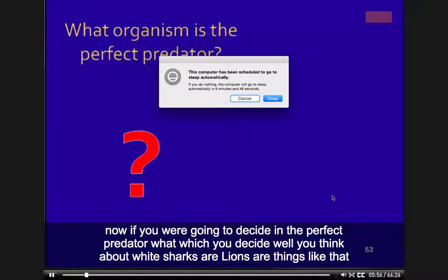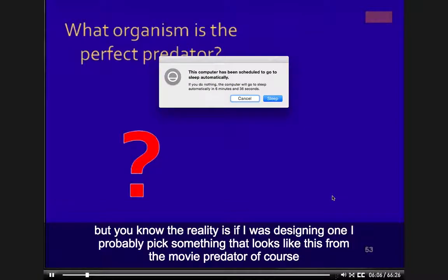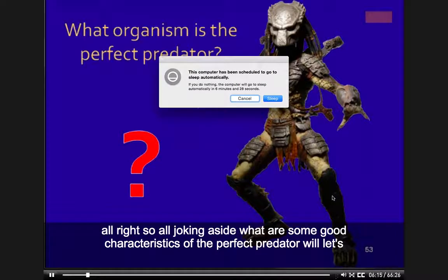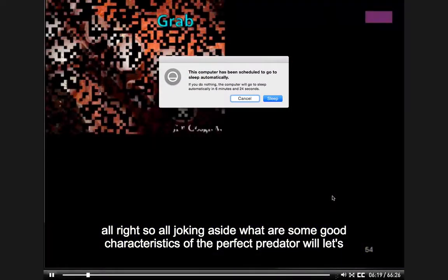Now, if you were going to design the perfect predator, what would you design? Well, you think about sharks or lions or things like that. But the reality is, if I was designing one, I'd probably pick something that looks like this, from the movie Predator, of course. All right, so all joking aside, what are some good characteristics of the perfect predator?